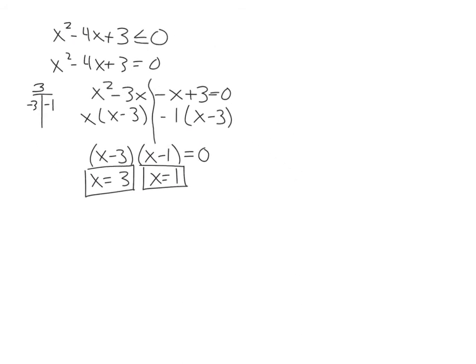Now, the next thing is the number line itself. So we're going to put 1 and 3. At these numbers, you're going to notice that we have a less than or equal to symbol, which requires a closed circle, okay? Closed circle.